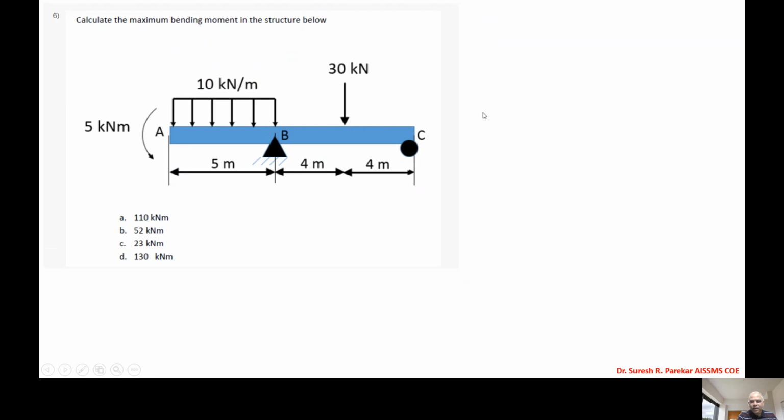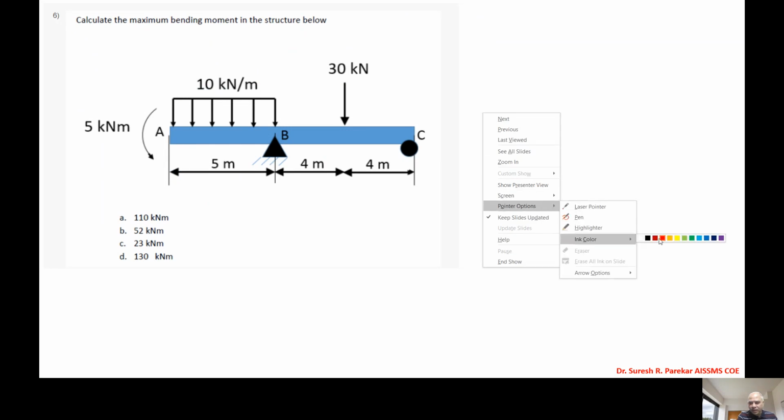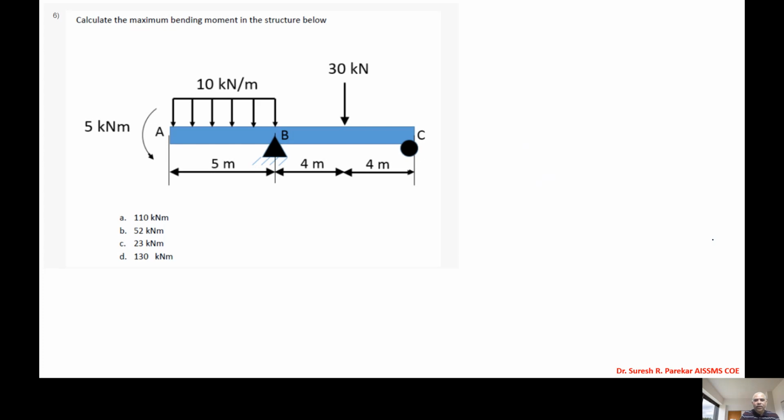Good evening. In the first part of this, we have already solved the first 5 problems. Now we will go with the remaining problems. We have to calculate the maximum bending moment in the structure below. The maximum bending moment will occur where we have shear force equal to 0.